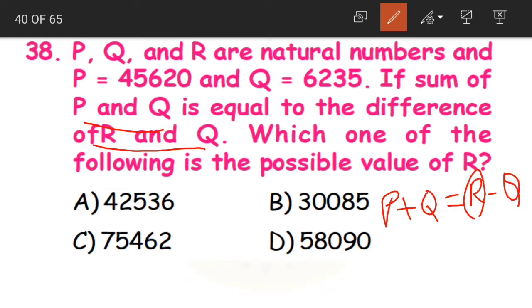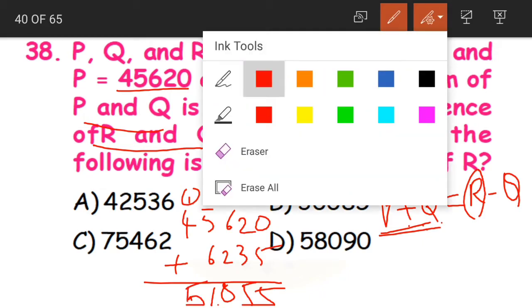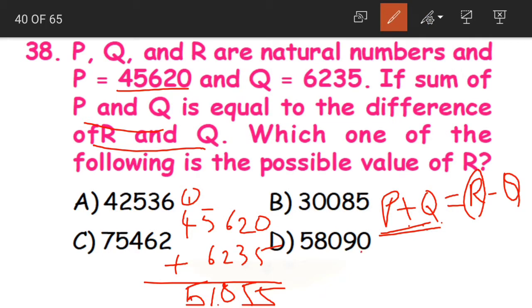Now we should find out the value of R, children. Okay, so for that what should we do? First let us find out the sum of P and Q. P is 45,620 and Q is 6,235. When we add these two, what will be our answer? 5, 5, 8, 11, 1 carried and 5. What is the sum? 51,855 is the sum. Let me write it here. 51,855. What is this? This is P plus Q.